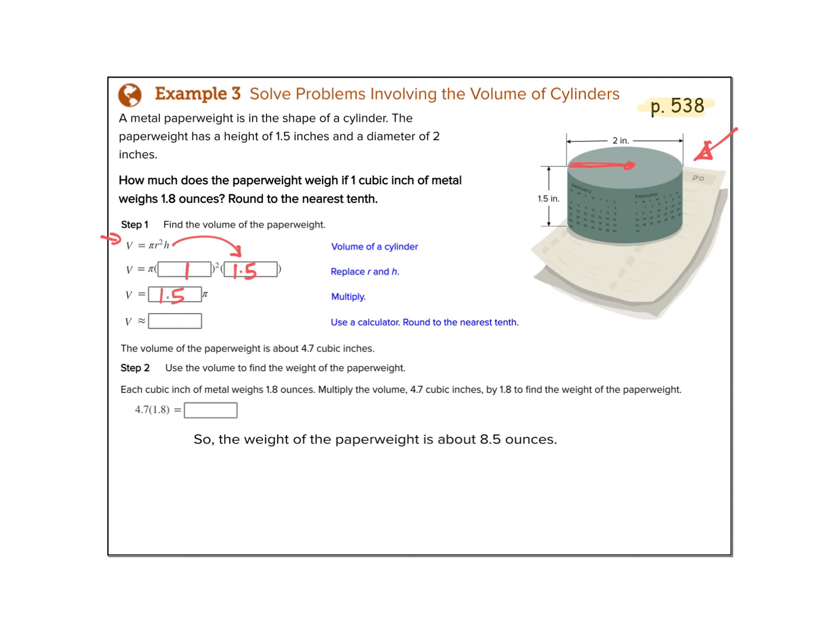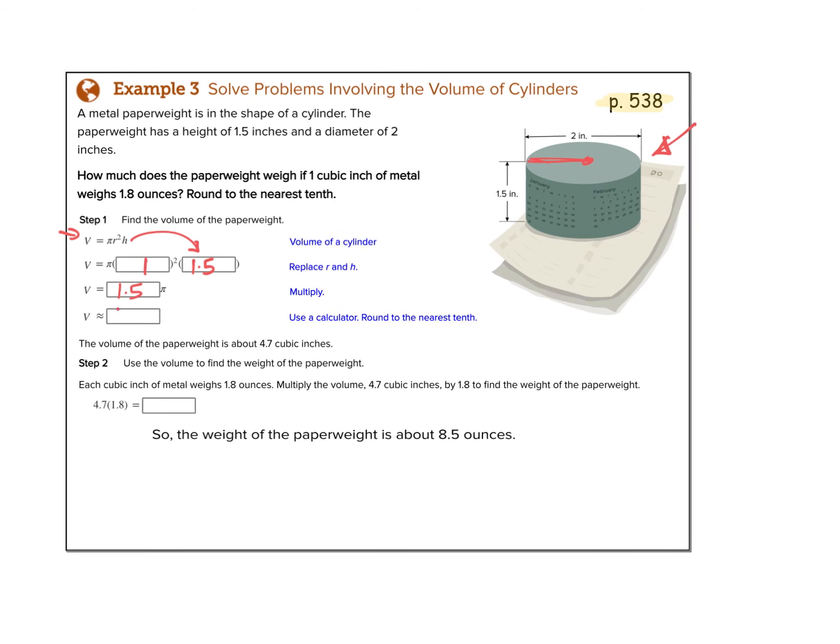So I'm going to type in 1.5 times 3.14. And I end up with 4.71 approximately. Okay, it does say round to the nearest tenth. So I'm just going to change that to 4.7. Okay, so now I know that the volume of the paperweight, so that would be like how much it holds on the inside, is 4.7 cubic inches.